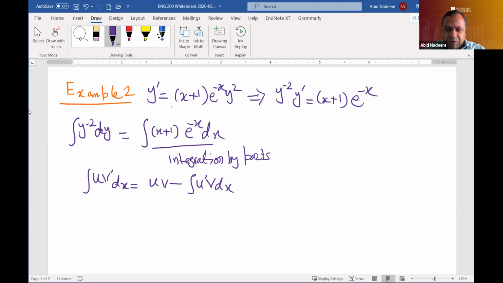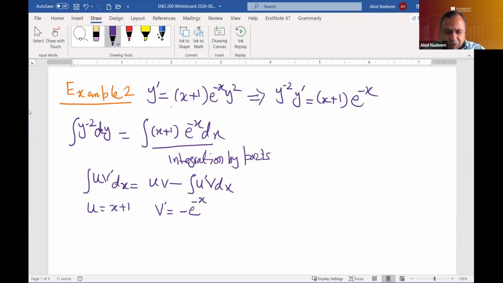So if you remember, when you do the integration by parts, you take some function as u, another function as v. Usually you take u as that function which is easily differentiable. So in this case, you will take u equal to x plus 1, and you will take v prime as the other function, so v prime will be equal to e power minus x.